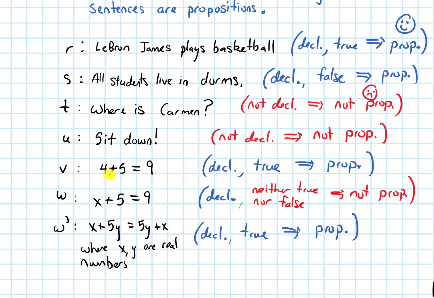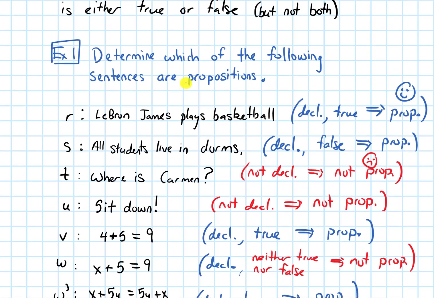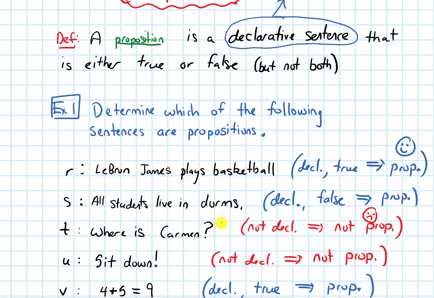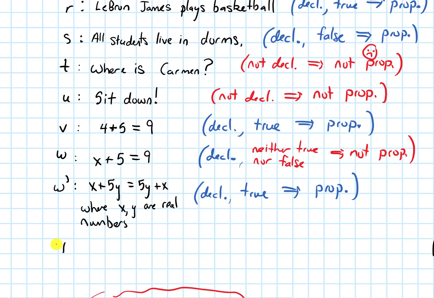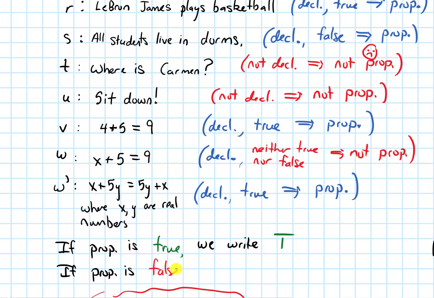Alrighty, so hopefully after doing that example, we have a better feel for what makes things propositions and what makes things not be propositions. I want to end this video with a little bit of notation. If a proposition is true, we will denote that by writing a capital T. And on the flip side, if a proposition is false, we will write a capital F.